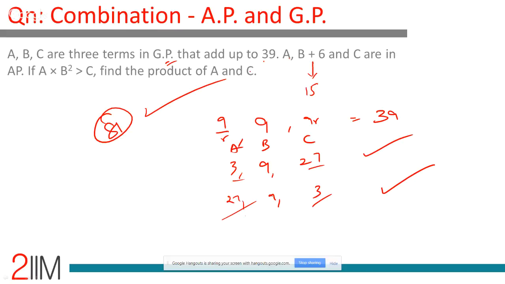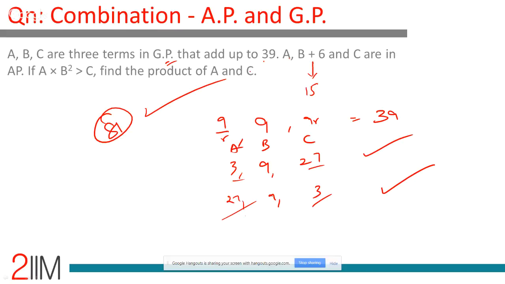Nothing at all. Sum of three terms, 45, middle term 15. B plus 6 is 15, B is 9. 9 by R, 9, 9R add up to 39. R equal to 3 works. R equal to 1 by 3 will work. Or your sequence could be 3, 9, 27 or 27, 9, 3.